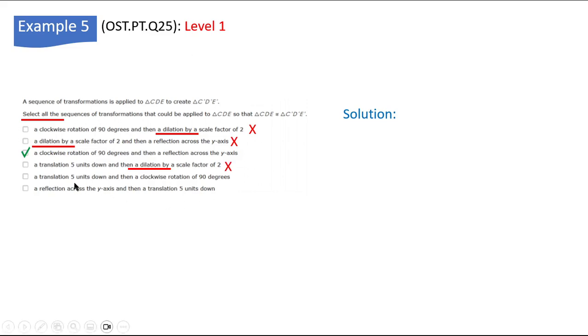A translation 5 units down and then a clockwise rotation, that would work. A reflection across the y-axis and then a translation 5 units down, yeah, that would work too. So again, here you need to pay attention. Dilation will not produce a congruent figure. It will produce a similar figure, but not congruent.